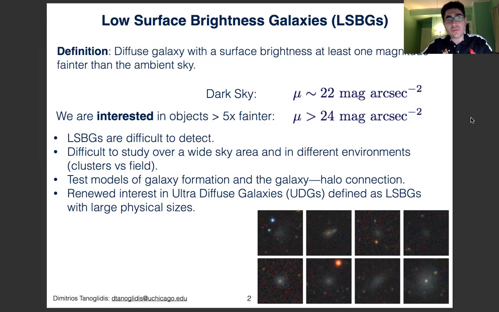And also recently there was a renewed interest in a special class of low surface brightness galaxies called ultra diffuse galaxies, that are basically very large low surface brightness galaxies that kind of do not agree with galaxy formation models.